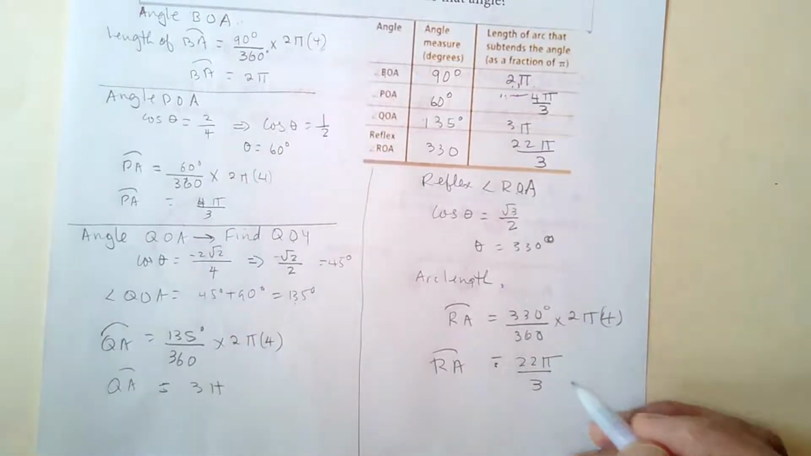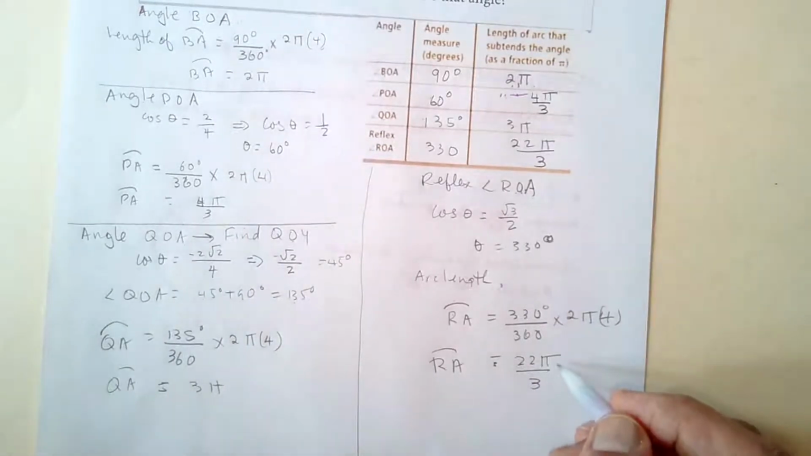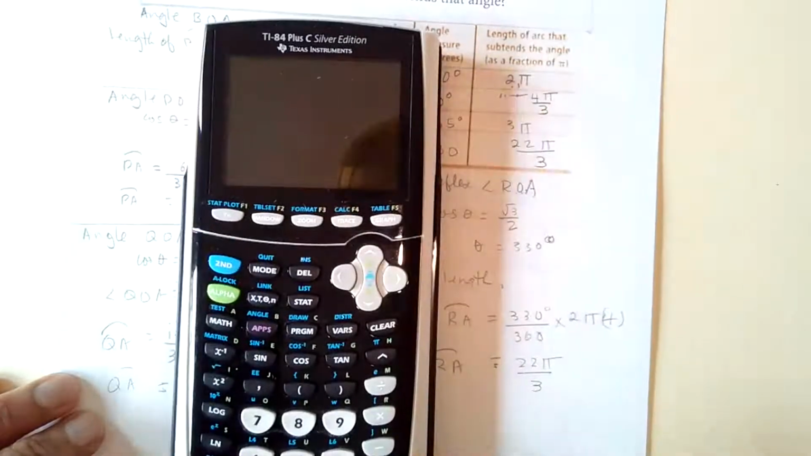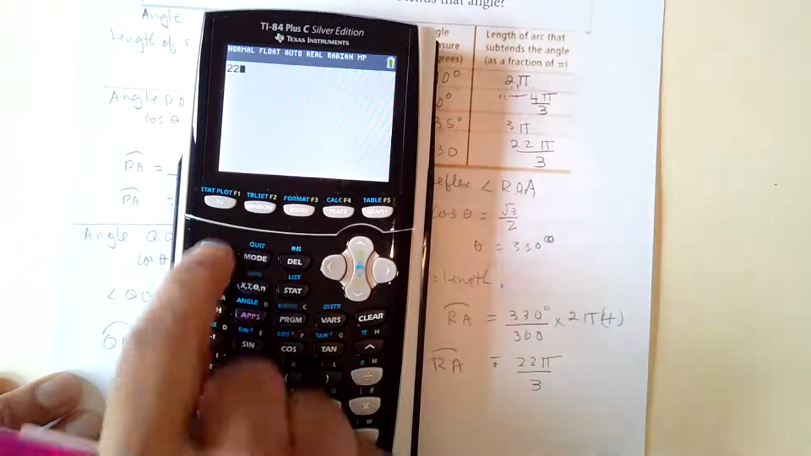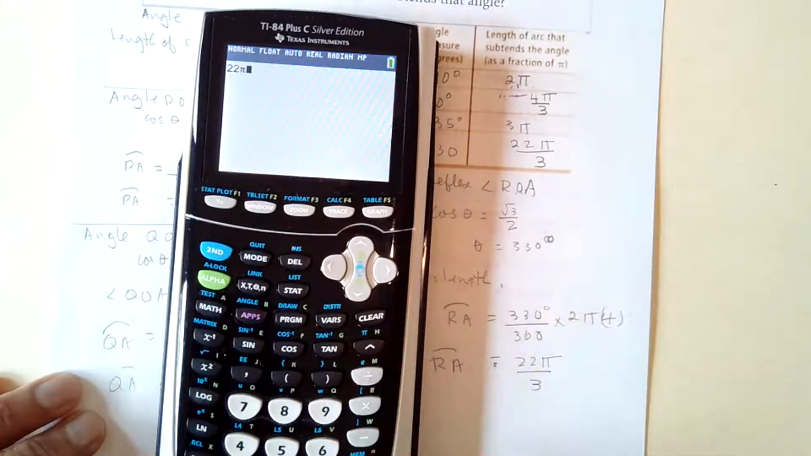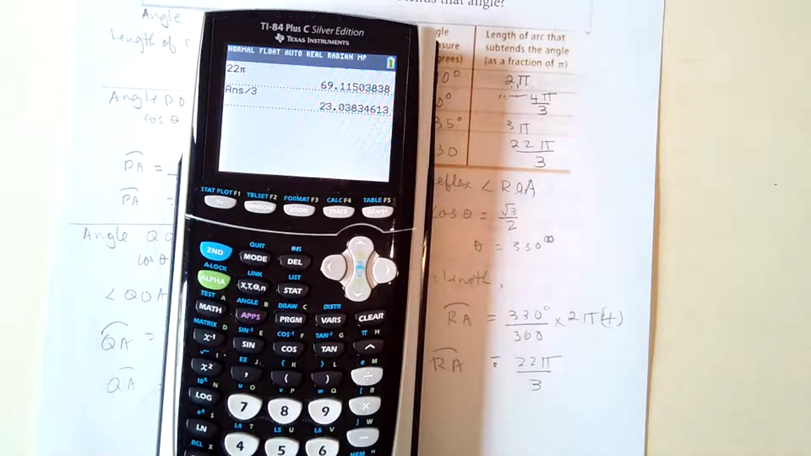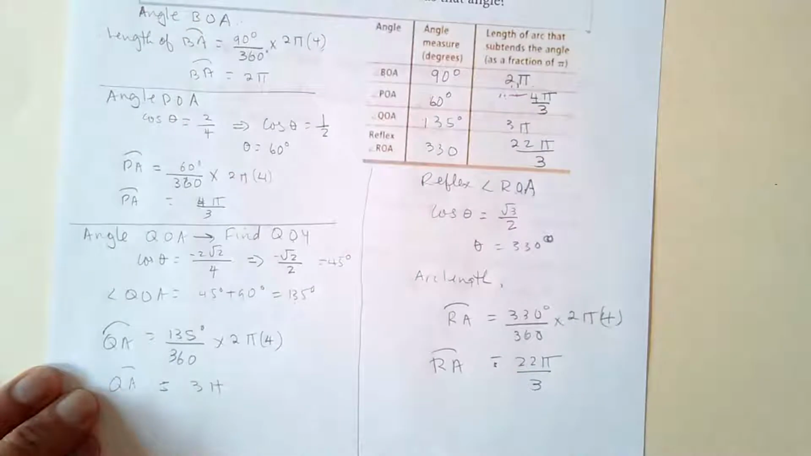Now this is precise. You can approximate it by working out, if you approximated it, what would it be? Let's see here. 22 pi divided by 3, 23.038 approximately.